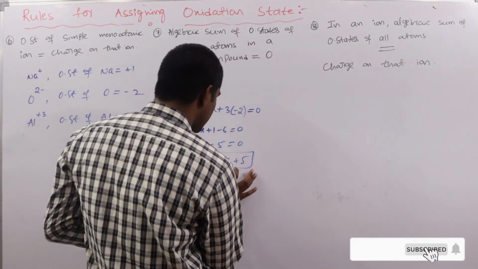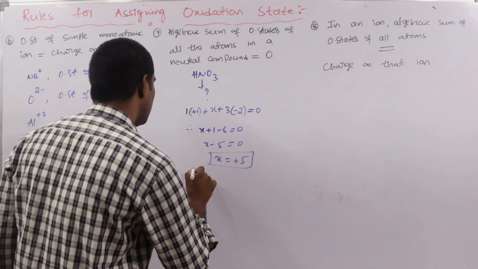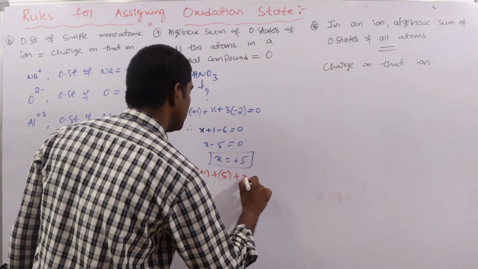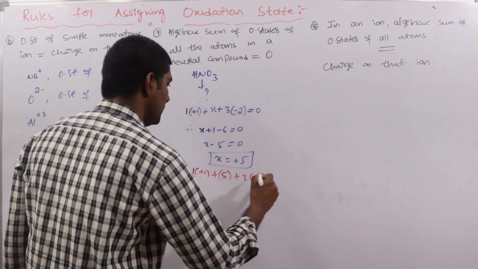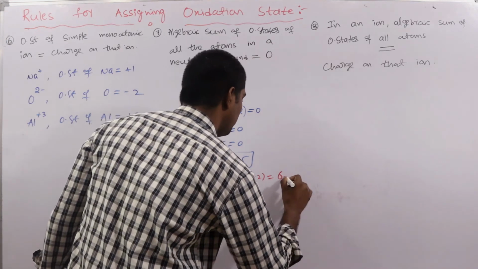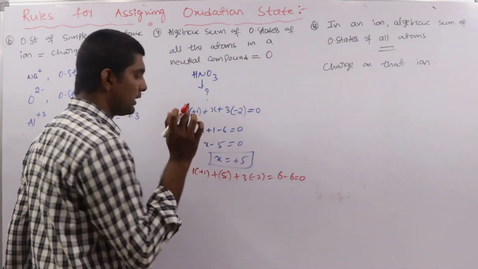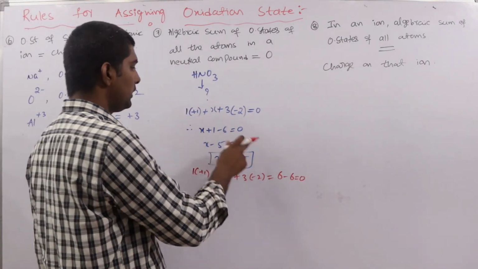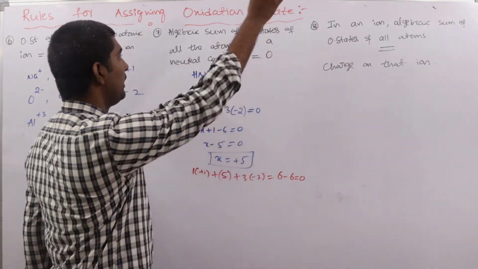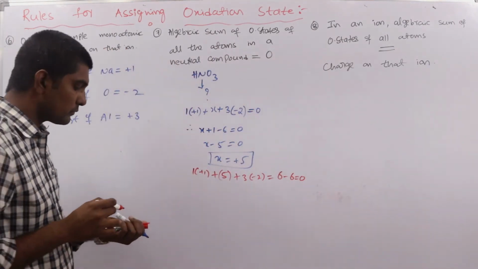If you want to check whether this is correct or not, how can we check? Just substitute here. So we get 1 into +1, +5, plus 3 into -2. This is nothing but 1 + 5 = 6, and 3 into -2 = -6, that equals 0. Yes or no? If you got 0, then this is correct. Clear? So the total sum of oxidation states of all the atoms in a neutral compound is definitely equal to 0.